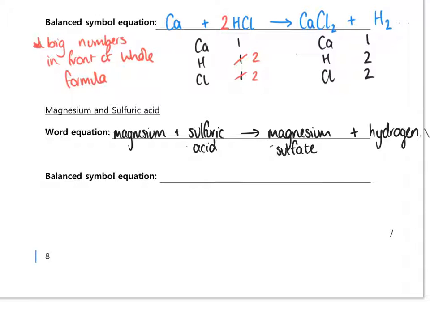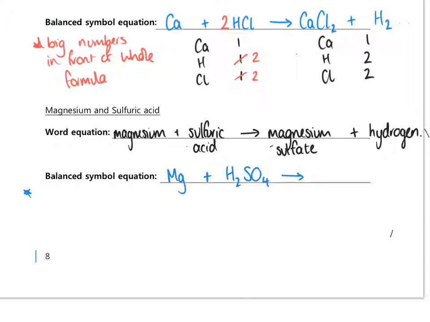Okay, so my balanced symbol equation, I want to convert each of these terms into a formula. So first of all, magnesium, its formula is Mg. Next, I have sulfuric acid, and again, you need to be familiar with the formula of sulfuric acid, which is H2SO4. Next, I have magnesium sulfate. So I need to do my swap and drop to get my formula for magnesium sulfate.